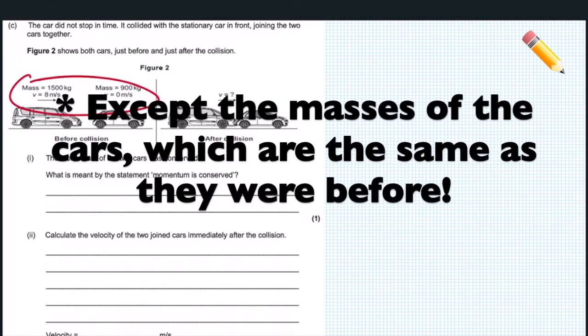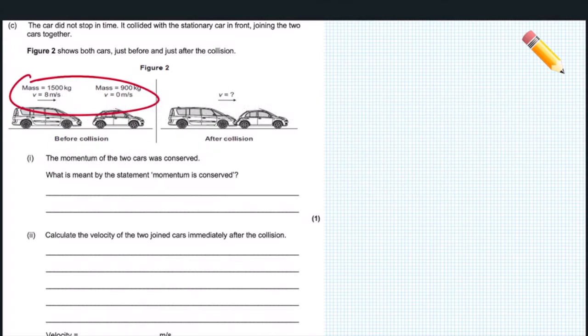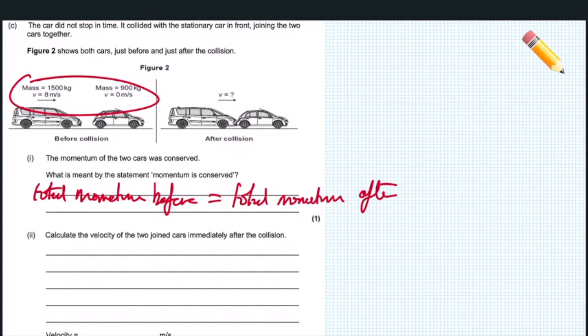The momentum of the two cars was conserved. What is meant by the statement, momentum is conserved? A conserved property is something that's the same before an event as it is after the event. So total momentum before equals total momentum after the collision. Calculate the velocity of the two joined cars immediately after the collision.